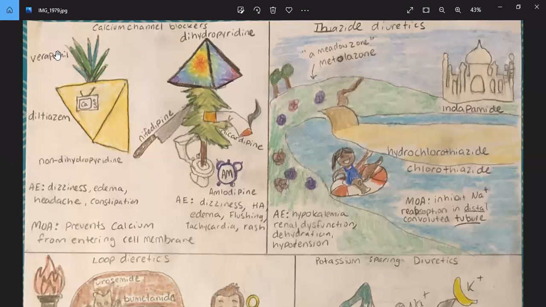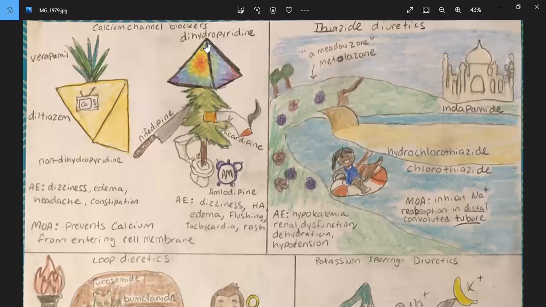All right, so the non-dyed, these ones, we have an aloe vera plant for verapamil, and then we have this pyramid is tilted for diltiazem. So I think the beginning here looks like dilt. It looks like the word tilt, so that's why it's tilted.